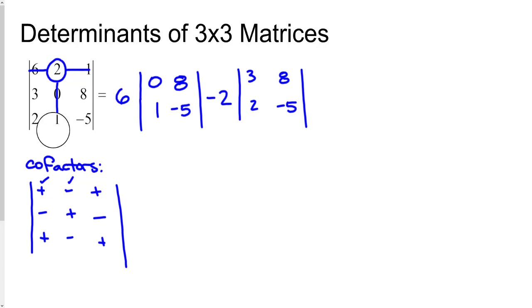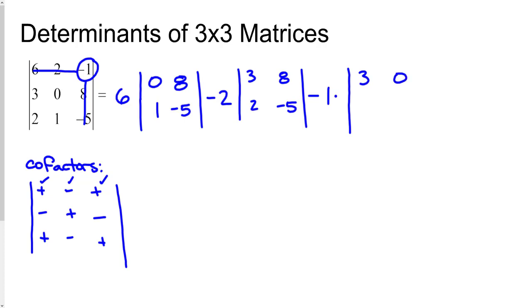Then I go to the next one in my pivot row that I'm using. So it's a -1. I cancel everything out in that particular row and column. The cofactor is a positive, so I don't change the sign on it, so it's still going to be -1 times. Now there are 4 numbers remaining, which makes up a 2x2 matrix, and I'm going to do the determinant of that 2x2 matrix.